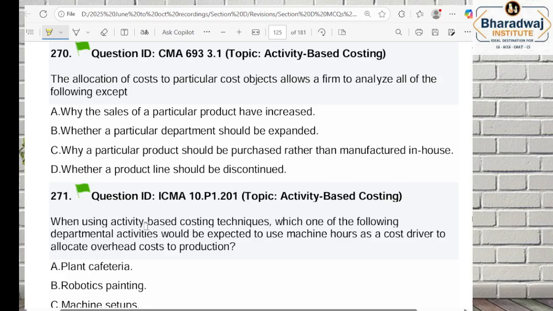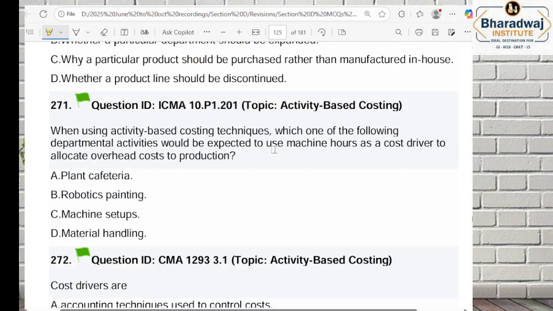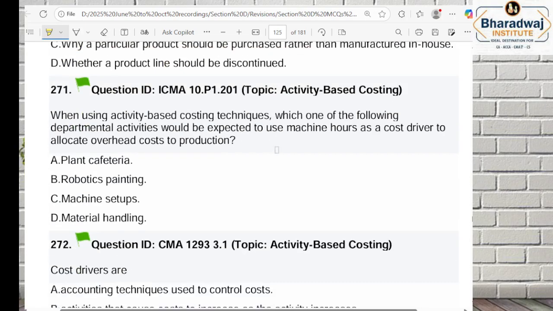Option A. All of the following except, why the sales of a particular product are increased. That is not to do with cost objects.